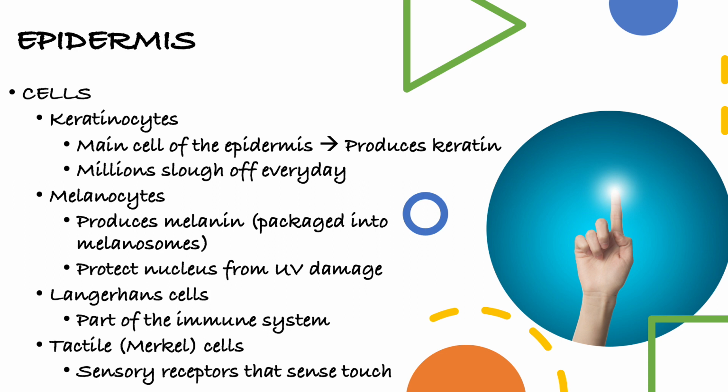Langerhans cells are the other one. This is part of the immune system. They help clean up any debris or pathogen that might be on your skin. And the next one would be tactile or Merkel cells. These are sensory receptors that sense touch.